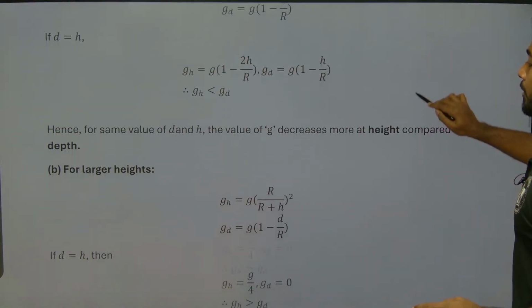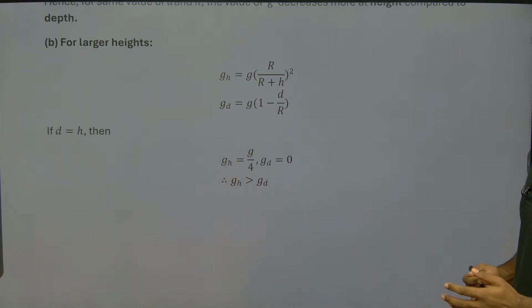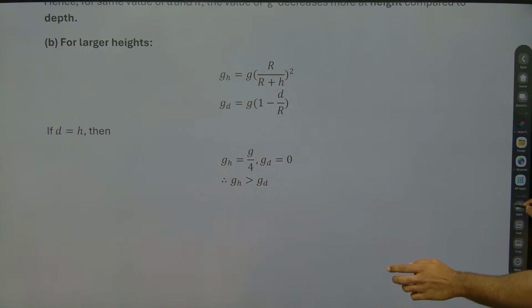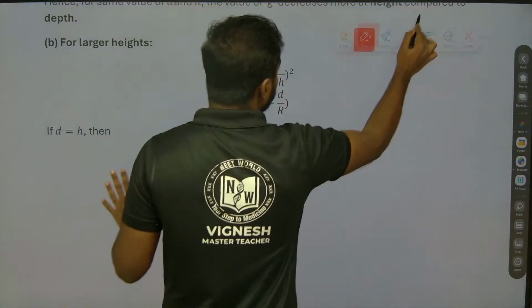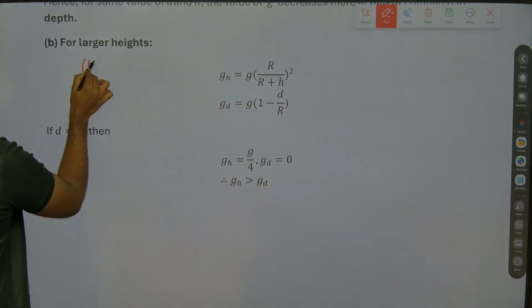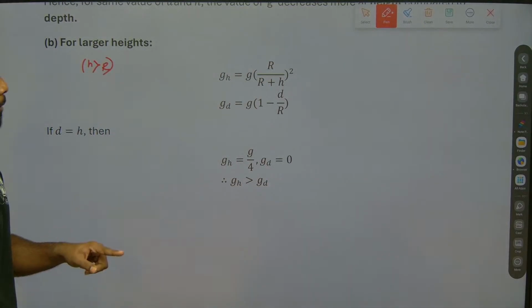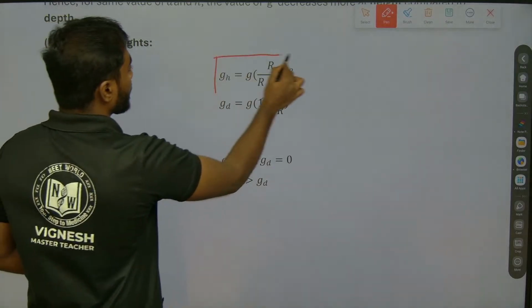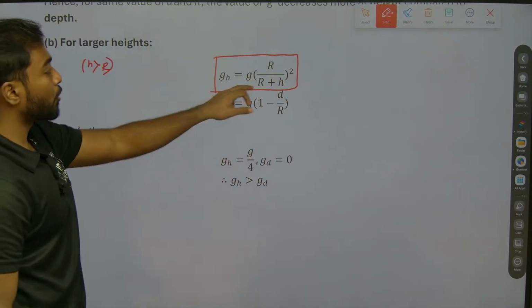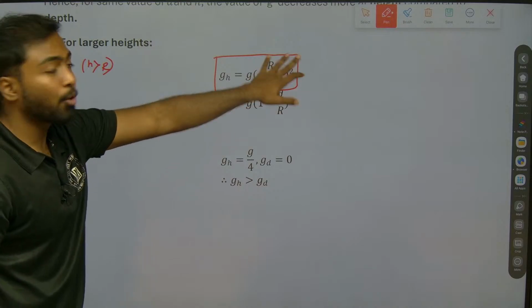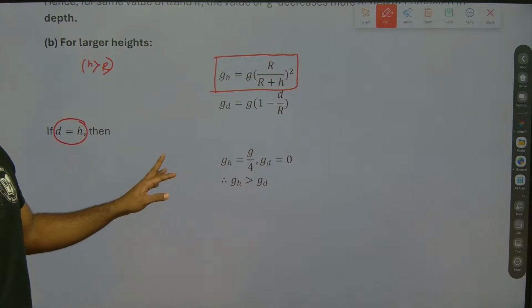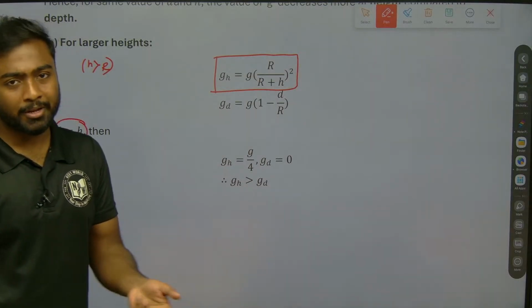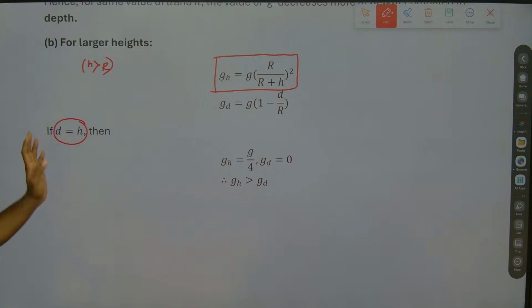So if you see, for a larger height, larger height in the sense, what is the thing? We can say that it is greater than the radius, okay. When h is greater than r, the formula is: gravity at height h will be equal to g into r by r plus h the whole square. Suppose if r is equal to h, what happens? Our depth is equal to h. Depth is equal to h. What happens here?